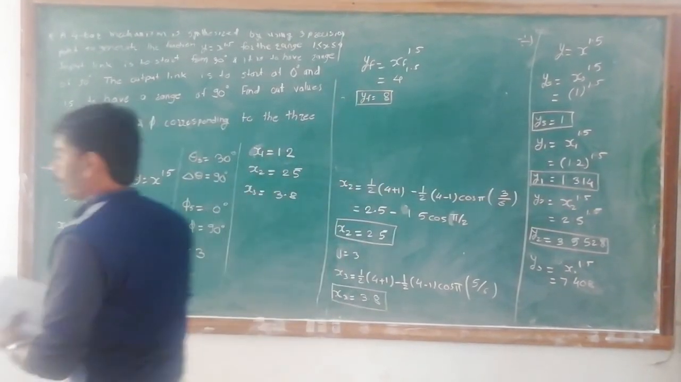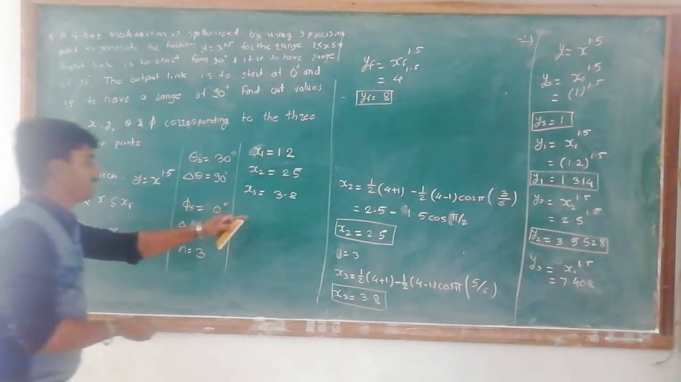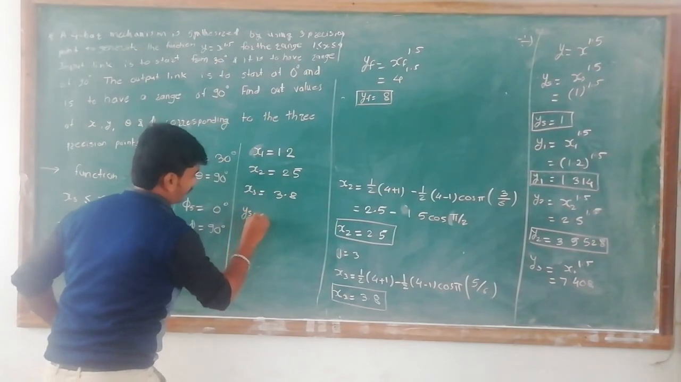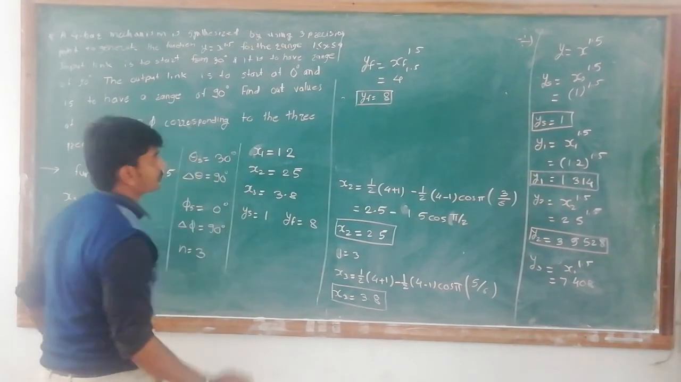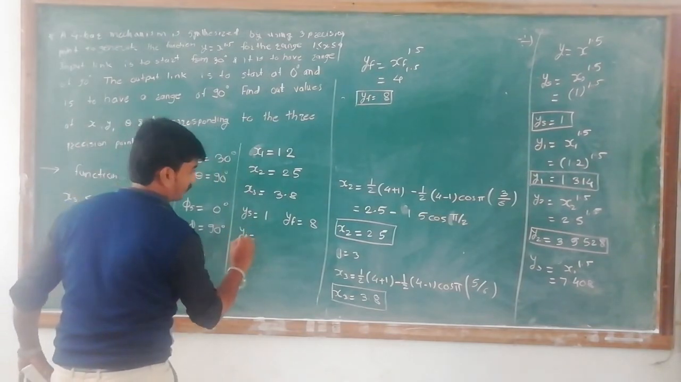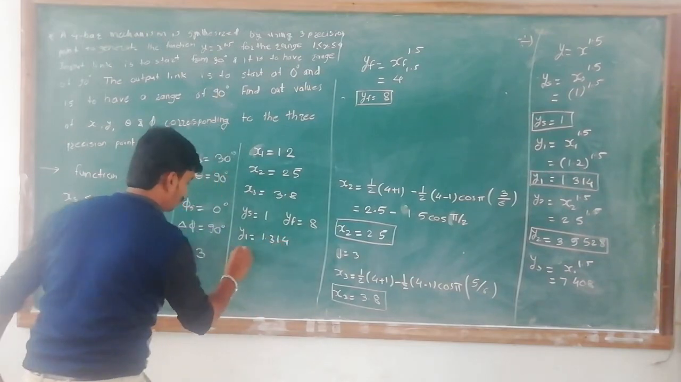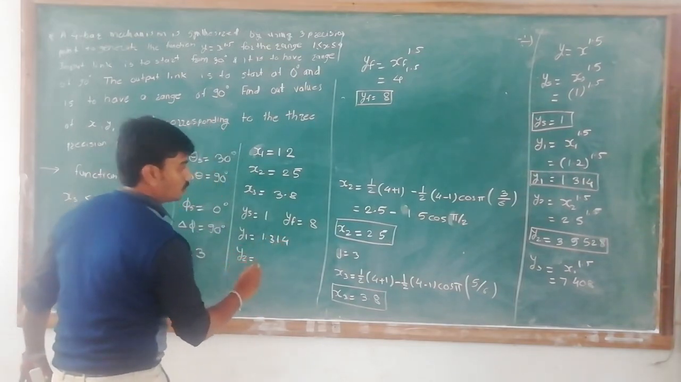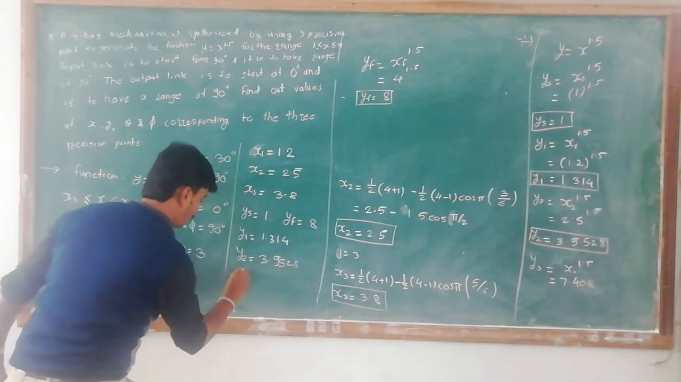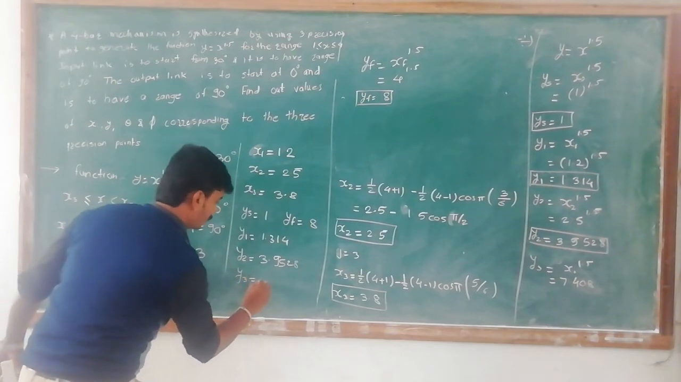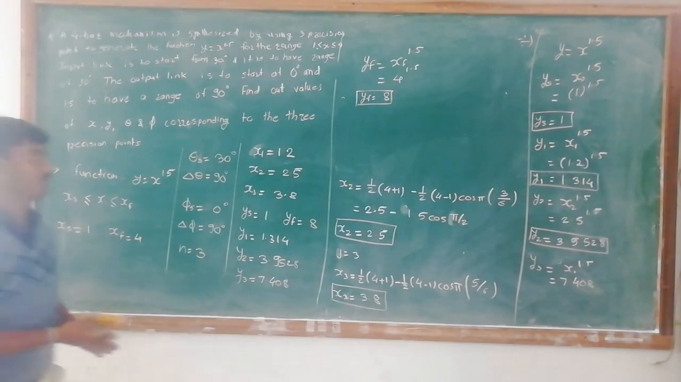Okay. So we have obtained all the values of y. So we will write here y starting is equal to 1, y finish is equal to 8, y1 is equal to 1.314, y2 is equal to 3.9528, and y3 is equal to 7.408. So these are the values of y.